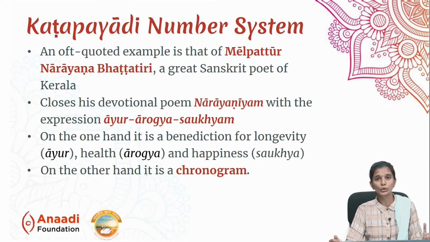There, he closes this devotional poem with the verse Ayurarogya Saukhyam. On one hand, it is the benediction of longevity. Ayu means life. So, Ayu, Arogya. Arogya means health. And Saukhya is happiness. So, he asks the Lord for longevity, health and happiness. But on the other hand, it is a chronogram. How? What does it represent?